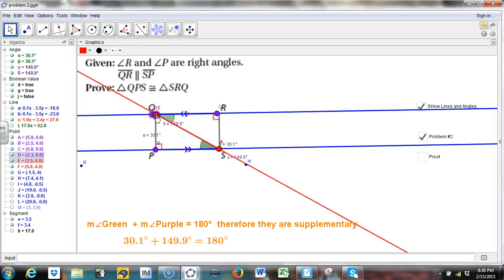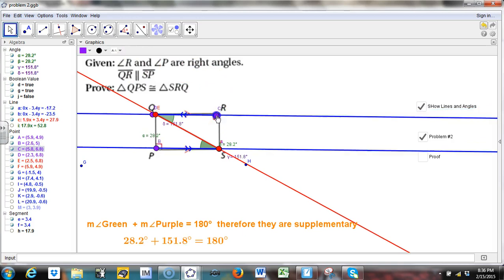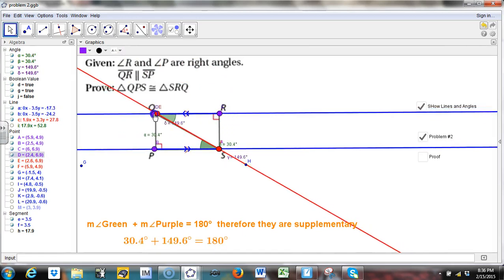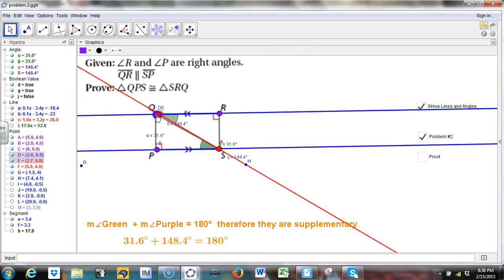Okay, so now what we have here is the fact that because the lines are parallel, those alternate interior angles are congruent to each other. But also we have the fact that angle R and angle P are right angles, right? So I'm going to put these on there a little better. There we go.